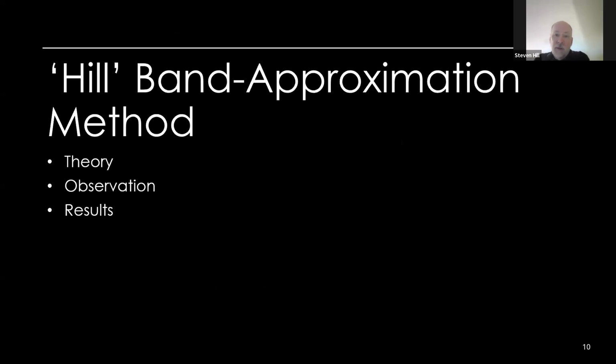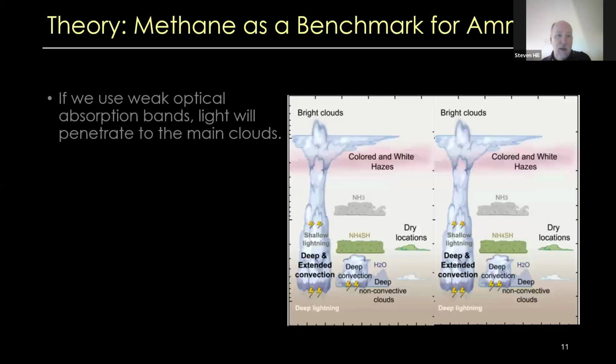So let's move on to discuss the band approximation method and how it might address some of these questions. If we look at the theory here, we're going to use methane as a benchmark for ammonia. And this simple cartoon is going to illustrate that.